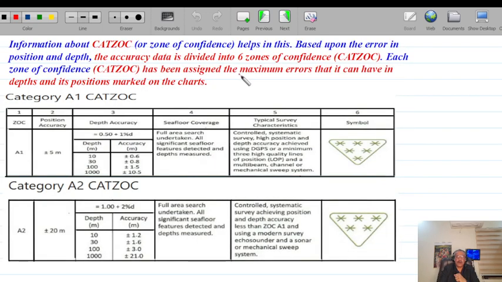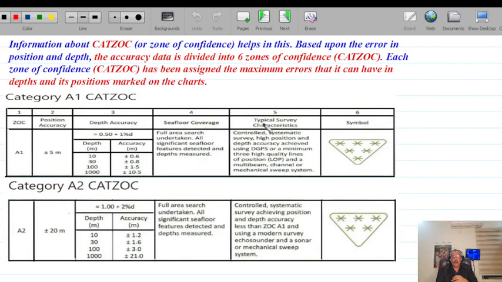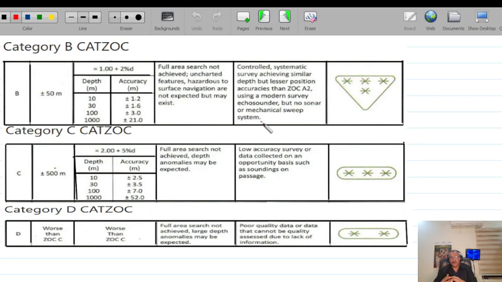Now, the next column is the typical survey characteristics, which is the controlled systematic survey achieving similar depth but lesser position accuracies than CATZOC A2. Of course, in comparison to A2, it is less accurate. Using a modern survey echo sounder but no sonar or mechanical sweep system. So you see how the provision of survey has changed, maybe because of the depth or because of some constraints. In category B CATZOC, you will have 4 stars marked on the chart when you superimpose your ENC display with the CATZOCs.